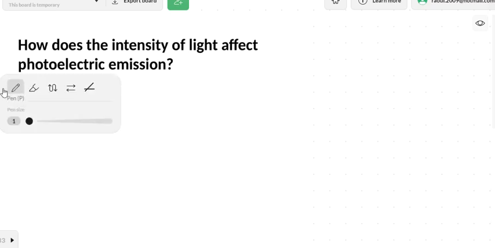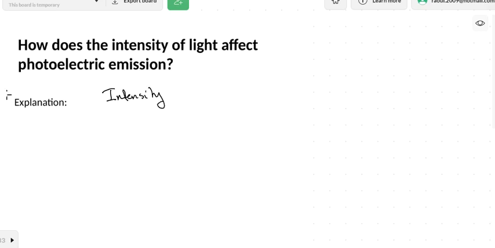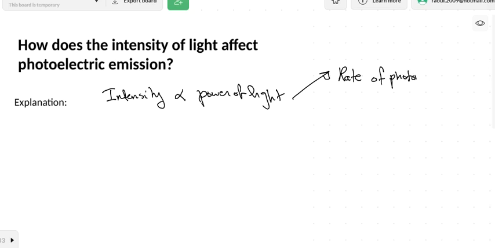Initially, we need to know what the meaning of intensity is and how intensity affects photoelectric emission. To study its effect, intensity is proportional to the power of light, where this power depends on two main factors: the rate of photons, which means how many photons arrive at the surface of the metal during time. So here we are working with the number of photons reaching the surface.